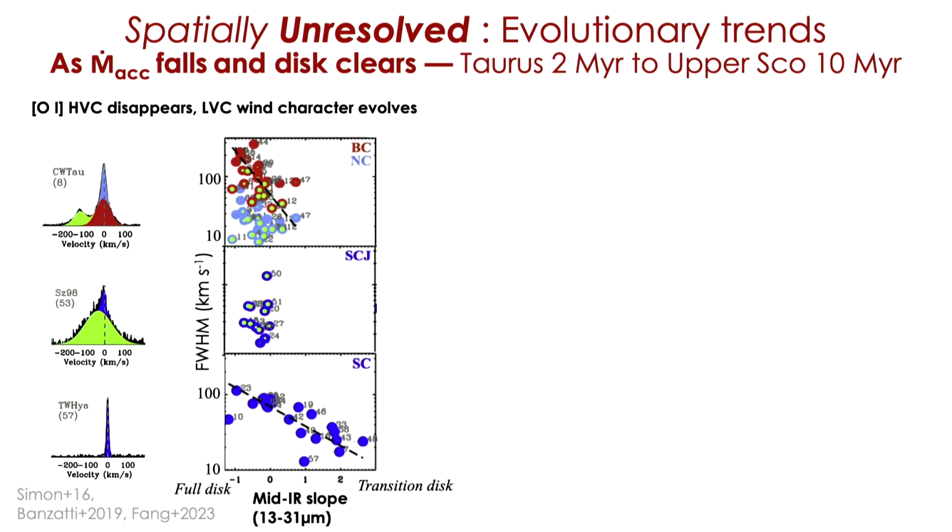And then at low accretion rates and in the evolved sources like Upper Sco, you lose the high velocity component altogether, and you're left just with a single component. It still has a very broad range of width, from 10 to 100 kilometers per second, but you see it behaves differently with the infrared index than in the early stages. There's a different slope with the mid-infrared. And here, this is full disks on the left, transition disks on the right. You can see that it gets narrower as the disk clears.